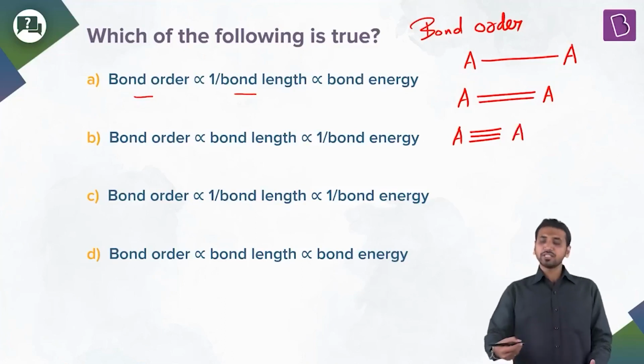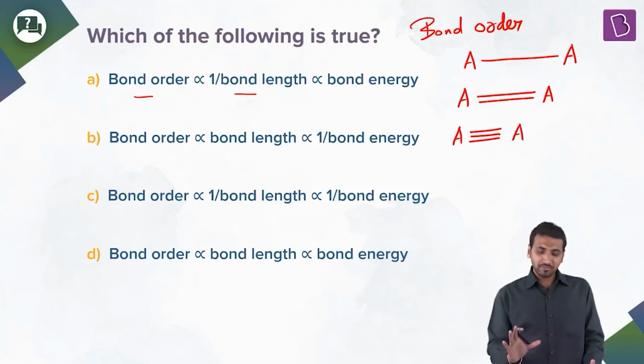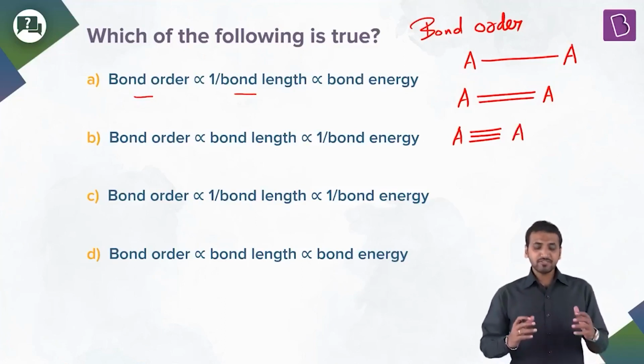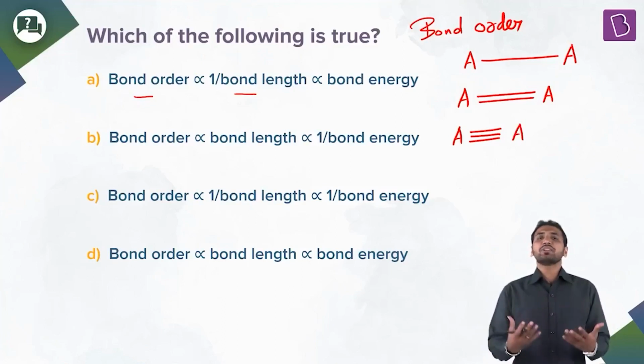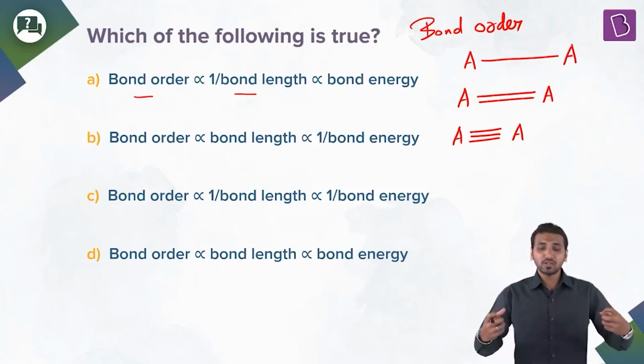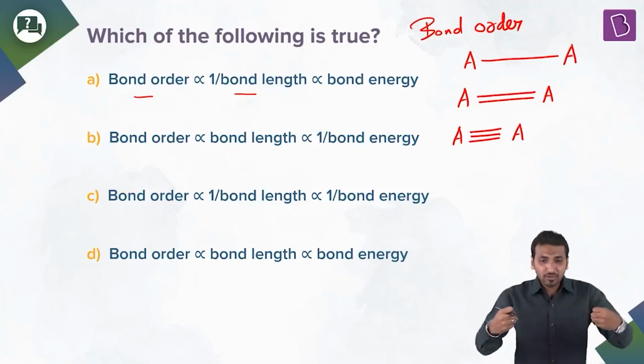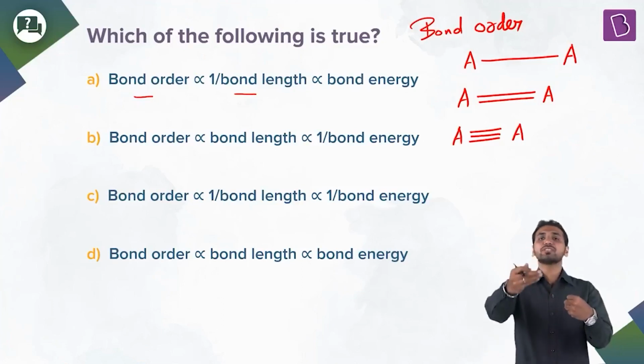Now I have drawn them in a particular fashion, keeping the bond length and the bond order in mind, right? See, if bond order is going to increase between two atoms, take the example of carbon. Carbon single bond, it is longer. When it is a double bond, now they are strongly attached to each other, strongly bonded. So they come closer as compared to the single bond.